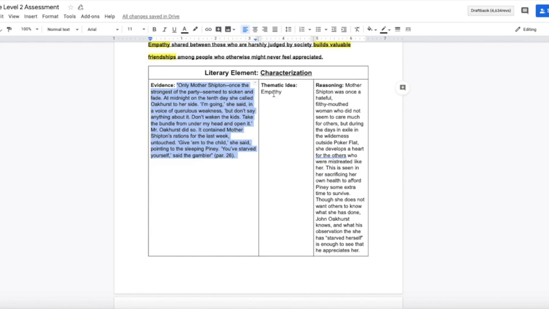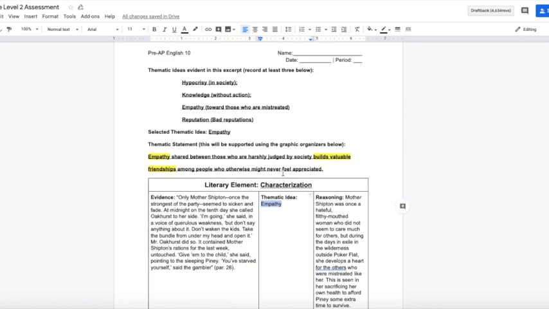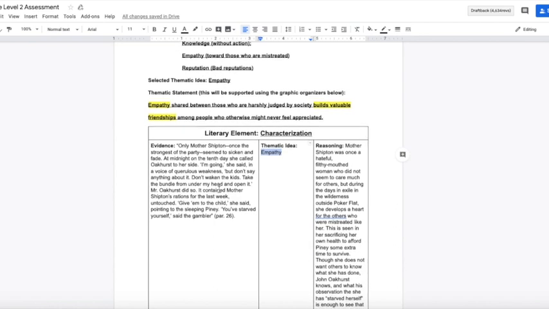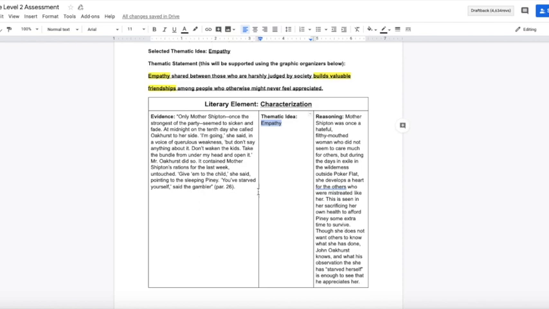Now, you will record once again that thematic idea, because I want you to demonstrate to me and to remind yourself and me that you are staying true to proving this based on the evidence that you have then entered onto your page, into your organizer. The reasoning should explain how the evidence represents that thematic idea, or not just that thematic idea, but the thematic statement that's up here.